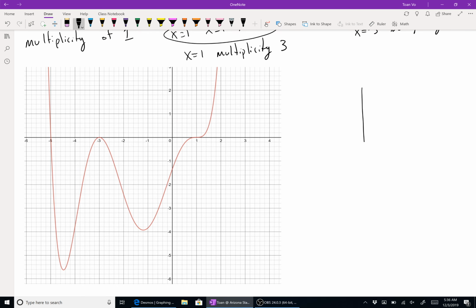If I were to hand draw this in my notes, I have an x-intercept at -5, an x-intercept at -3, and an x-intercept at 1. I'd probably draw something like that; it doesn't have to be super perfect. But what I really am interested in is what's happening at the x-intercepts. So let me highlight the x-intercepts again: -5, -3, and 1.